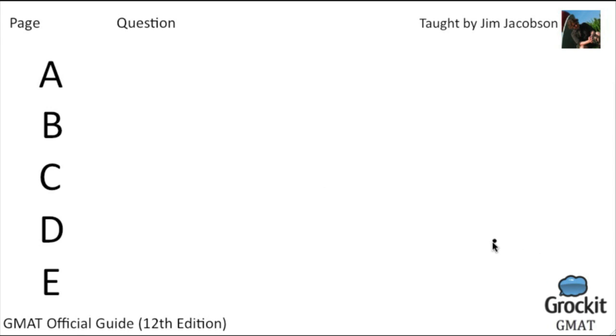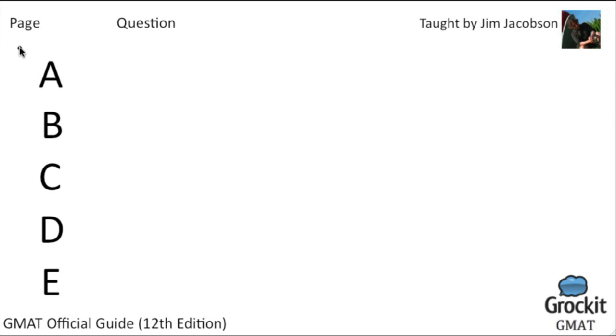This is the 24th session of this particular grouping of broadcasts where we go through the 12th edition of the guide to the test, the official guide, question by question. And in the process of going through question by question, we got up through last time question number 192 on page 179. So we're going to pick up with number 193 on page 179, the last problem on that page. My name's Jim Jacobson, and I will be guiding you through some of the problems in the official guide today. So, without further ado, let us begin.